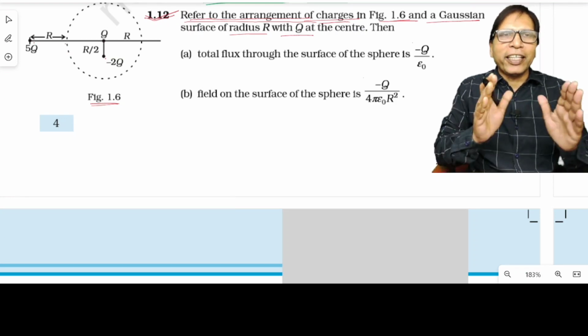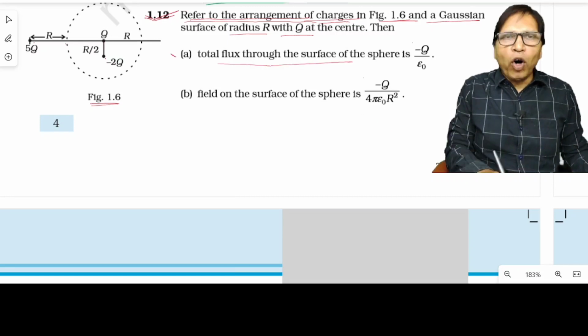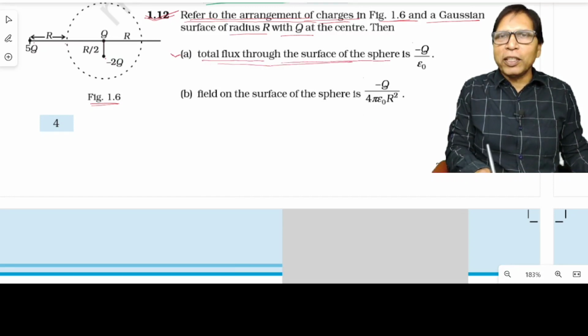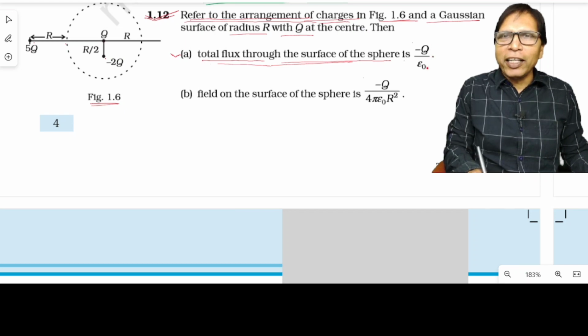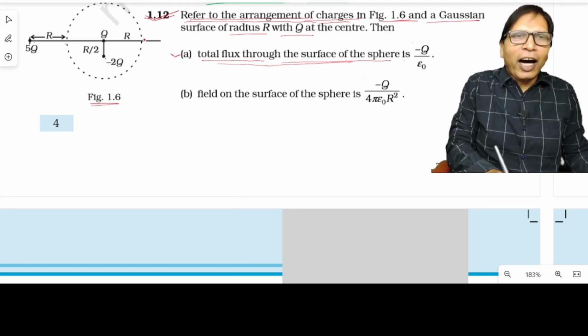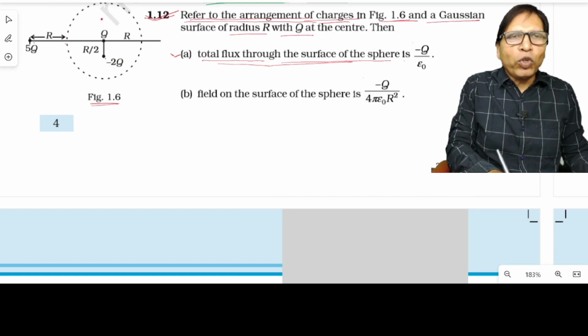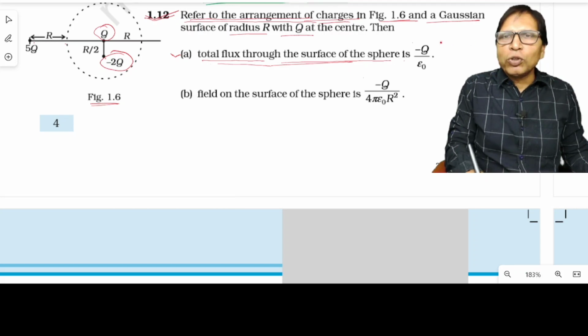of the spherical region. Okay, now option A: the total flux through the surface of the sphere is minus q by epsilon naught. Now look at this, the charge enclosed by the Gaussian surface is q minus 2q, that is minus q. So this option is correct.